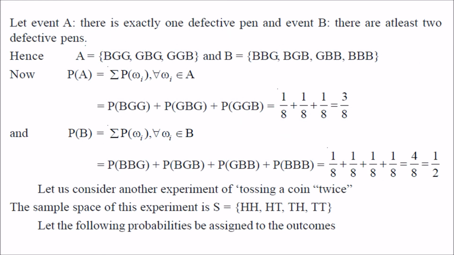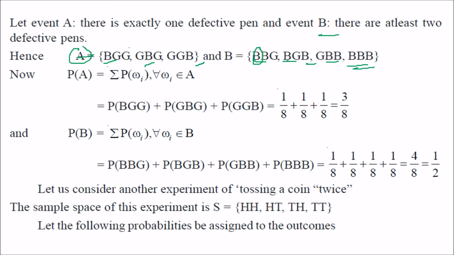Now say I have some other event. Say A is the event of exactly one defective pen, so all this will have 1B, 1B, 1B. And the next one is at least 2 defective pens. So we have 2, 2 and 2, and 3, because at least means it should have 2B, and it can have 3.